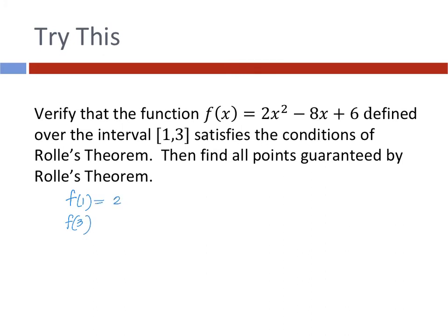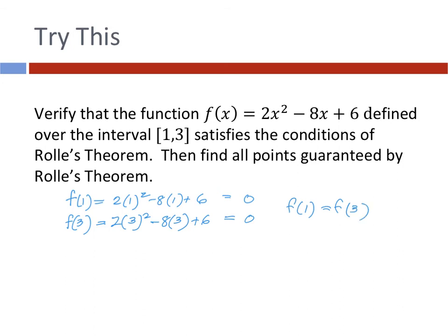So f of 1 would be 2 times 1 squared minus 8 times 1 plus 6, and that equals 2 minus 8, which gives you negative 6, plus 6 is 0. And then f of 3 is going to be 2 times 3 squared minus 8 times 3 plus 6. And that is going to give you 2 times 9 is 18, minus 24 gives you negative 6, plus 6 is 0.